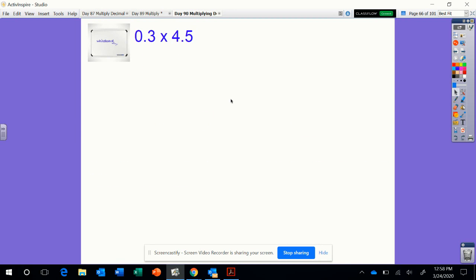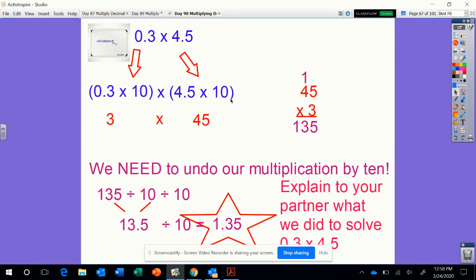Okay, welcome back. Here we go. Hopefully it looks like this. We need to move this one place to the right to get rid of it. So that's times 10. We need to move this one place to the right, times 10. So we end up with 3 times 45 as our whole number. You did some side work over here and you got 135. That cannot be our final answer.